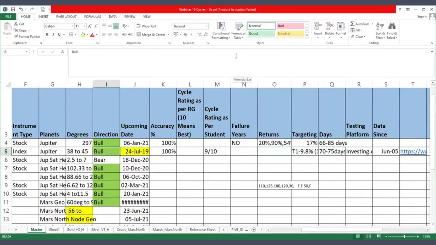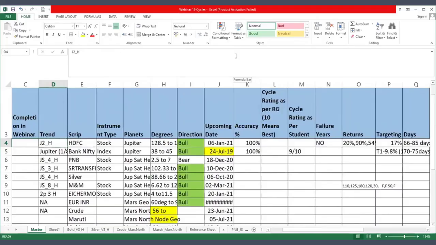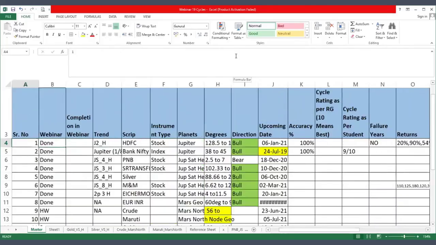And degrees, what we have come across is 128.5 to 135. Okay, and this cycle is Jupiter. Sir, can you tell how you came to this conclusion that it's Jupiter? See, that is an advanced method. I am not talking about that. Here I am only giving all those cycles which I have already discovered.